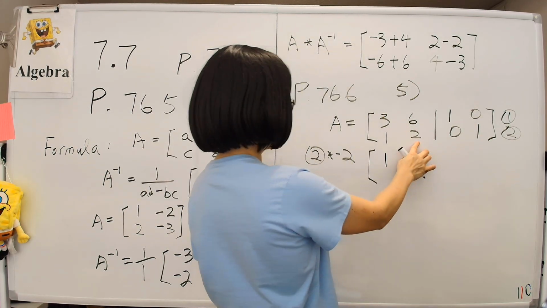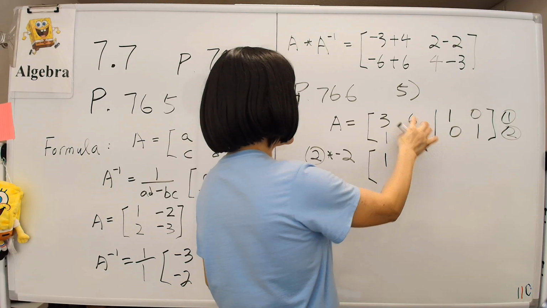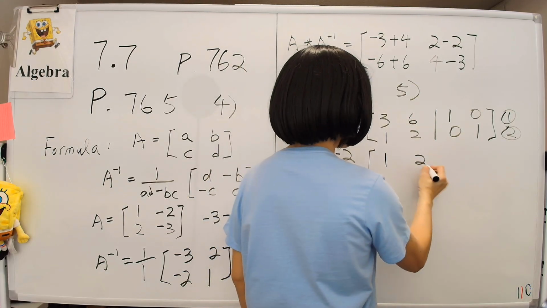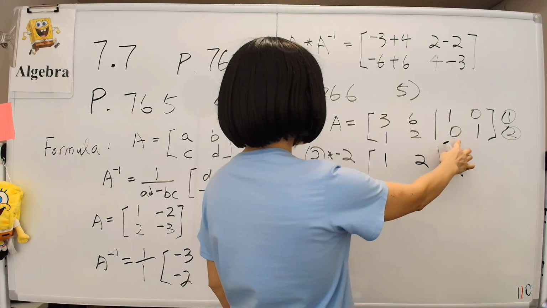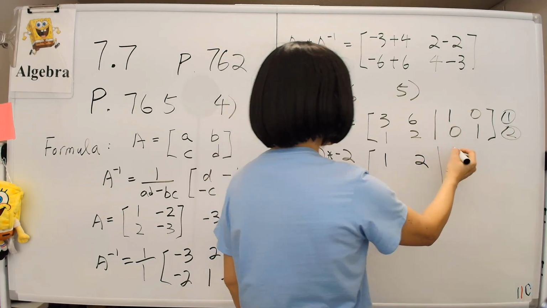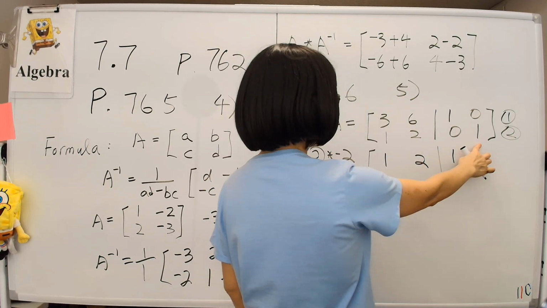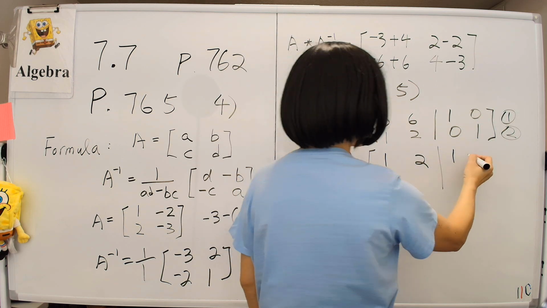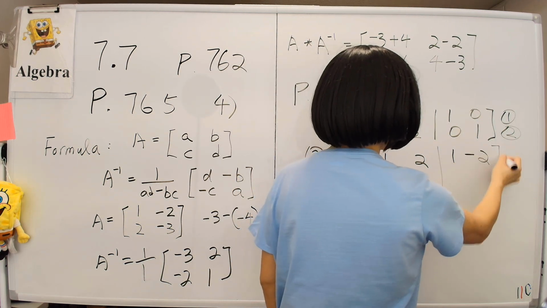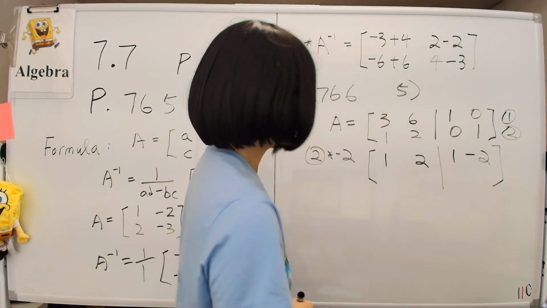Next, row 2, that times minus 2 is minus 4, plus 6, that will be positive 2. Next, this thing times minus 2 plus that will just be 1. And this thing times minus 2 plus that is just minus 2. All right, so far so good.